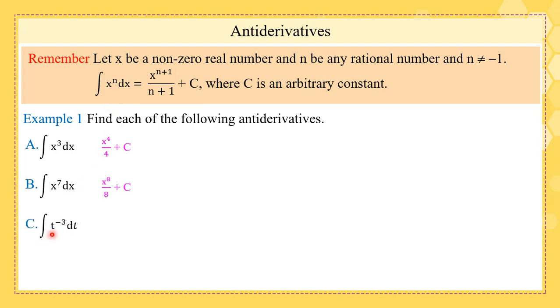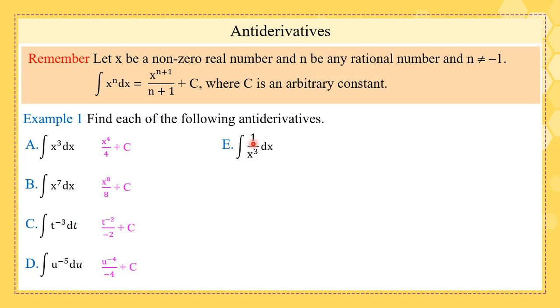The integral of t to the power negative 3 dt. This is t to the power negative 2 over negative 2 plus c. We also apply the same property. The integral of u^(-5) du. This is u^(-4) over negative 4 plus c. Notice that the exponent could be positive and could be negative.